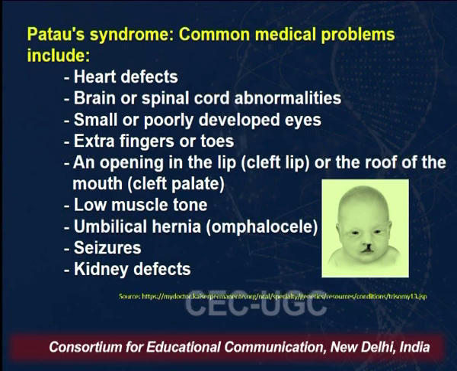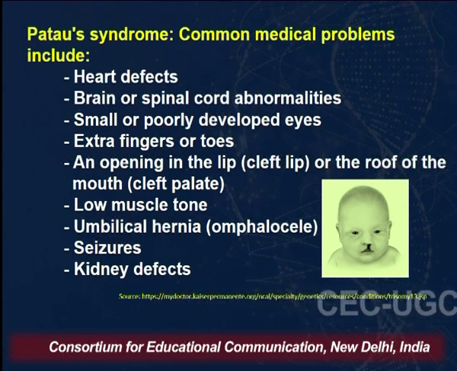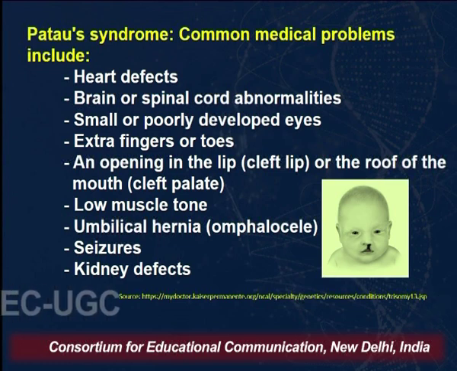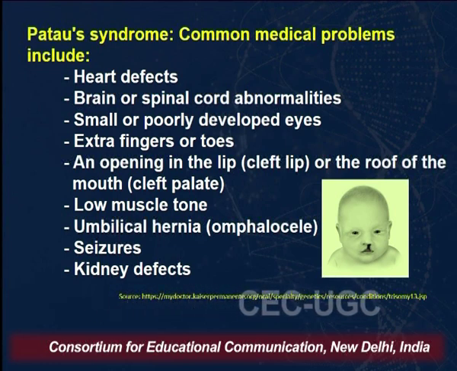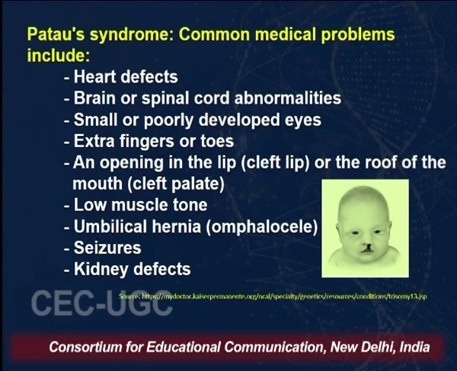Now the baby has heart defects also. There are brain and spinal cord abnormalities, poorly developed eyes, extra fingers or toes, and kidney defects. So these are the common medical problems included in Patau syndrome in babies.